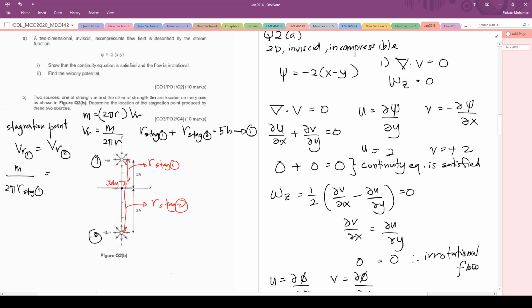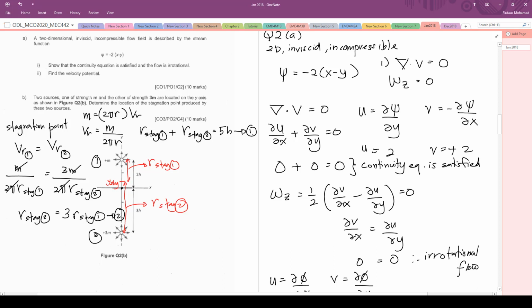equals Vr2, which is at point 2. The strength is 3M, so 3M over 2 pi R, where the radius is R stagnation 2. Okay, so we can simplify M and 2 pi. From this equation we can obtain that R stagnation 2 is basically equal to 3 R stagnation 1. We name it equation number 2.